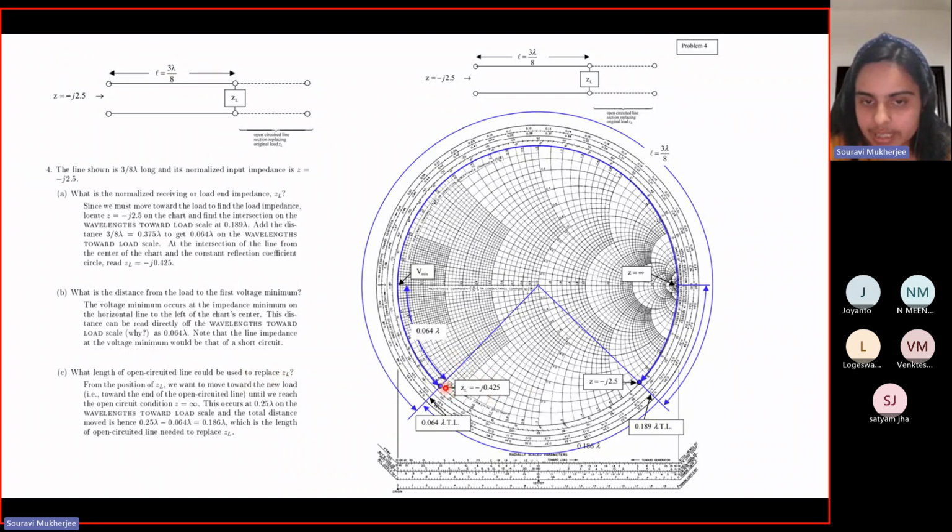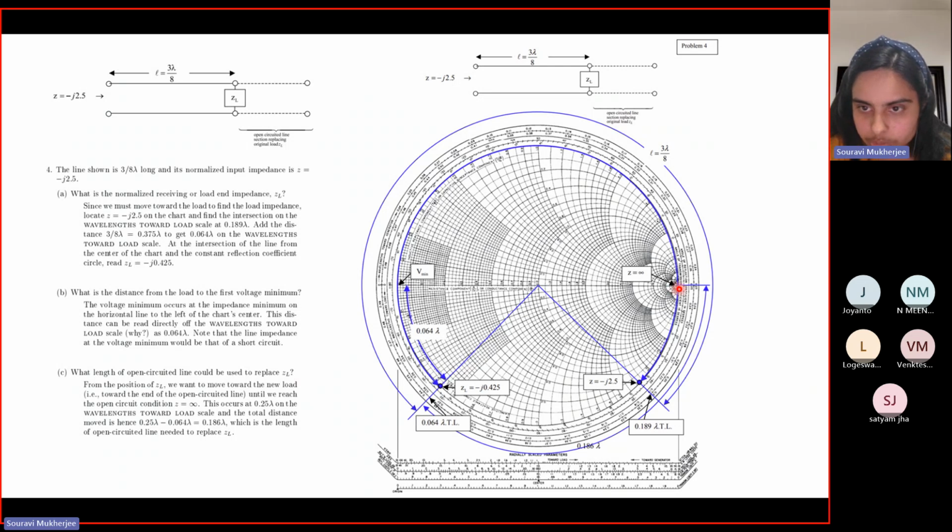Okay, and now the question says, if you want to replace this load with an open circuit line, that means now your impedance would be infinite, right? So what should be the length of the open circuit line? That's what you have to find. So basically, from the position of the ZL, we want to move towards a new load, okay? And which corresponds to this point, right?